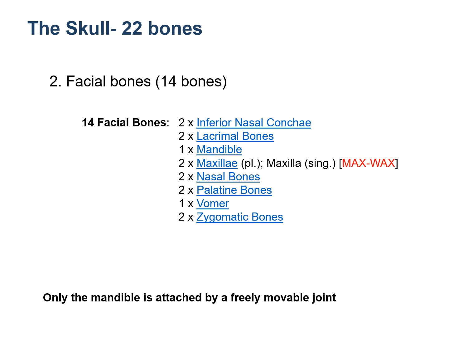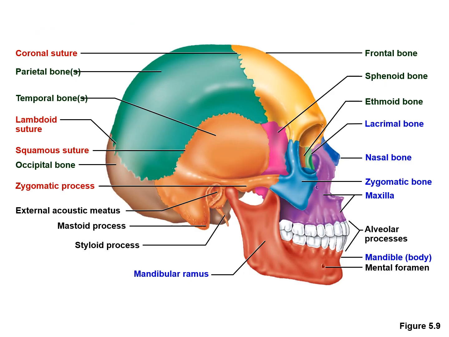There are 14 facial bones. The 14 facial bones include 1 each of mandible and vomer, and 2 each of inferior nasal conchae, lacrimal bones, maxillae, nasal bones, palatine bones, and the zygomatic bones. Out of this, only the mandible, which is the lower jaw bone, is attached by a freely movable joint. The maxillae are the upper jaw bones. Remember, max wax. The next 4 slides give you different views of the cranial and the facial bones, and we are going to learn more about it when we do the lab.